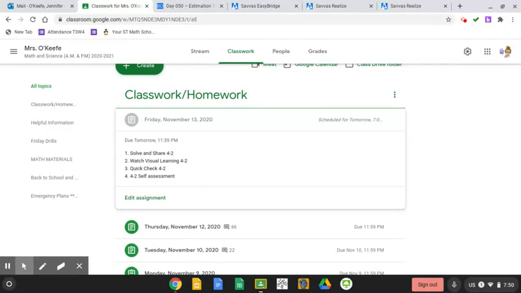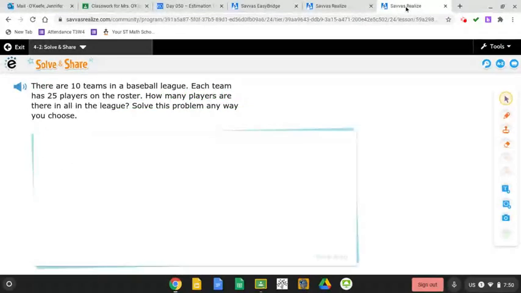However, I want to remind you, I want you to think back to what you know from topic 3. The only thing that's changing in topic 4 is just the amount of digits. All right, so you're going to work on the solve and share. You can do it either in your thick workbook or you can work on it online and submit it. There are 10 teams in a baseball league. Each team has 25 players on the roster. How many players are there in all in the league? Solve the problem any way you choose.